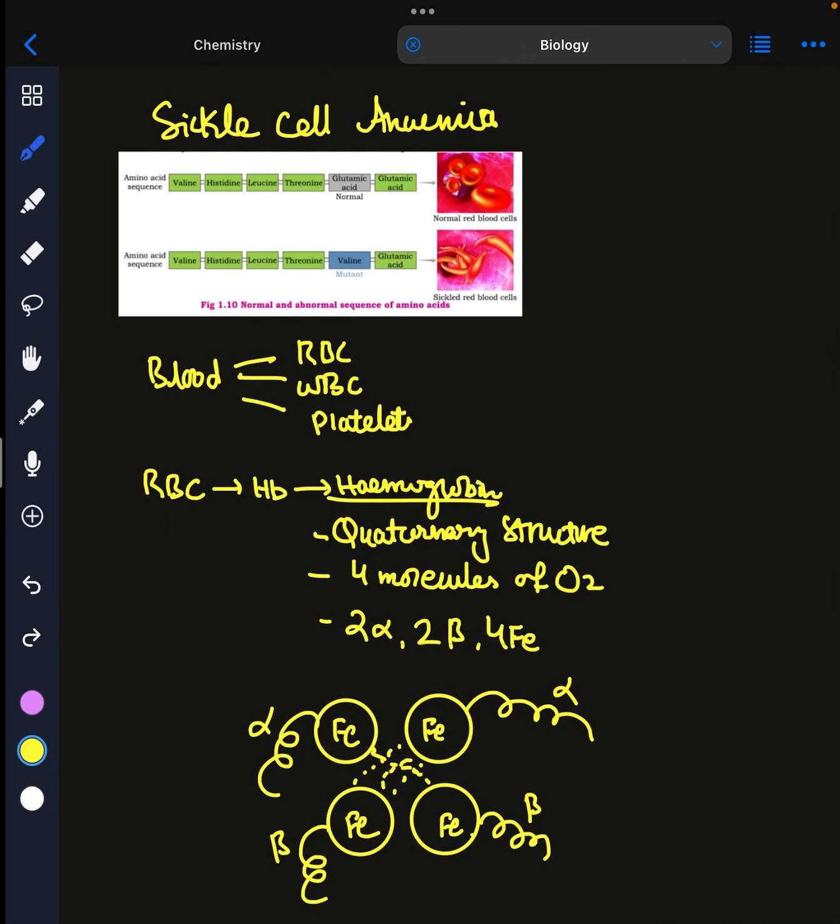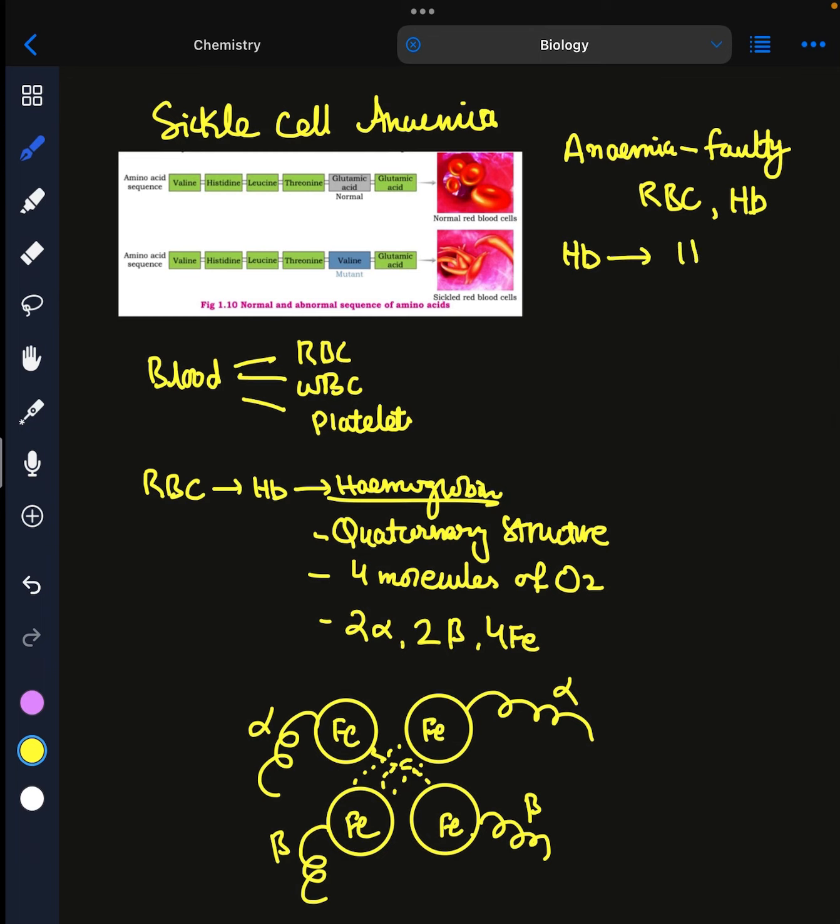But in case of anemia, if I define anemia, just anemia, not sickle cell anemia. Sickle cell anemia is a type of anemia. Anemia is basically categorized into different categories depending on what type of anemia it is. So we've got pernicious anemia and a couple more. So sickle cell is one type of anemia. Anemia is basically caused by faulty RBC or faulty hemoglobin.